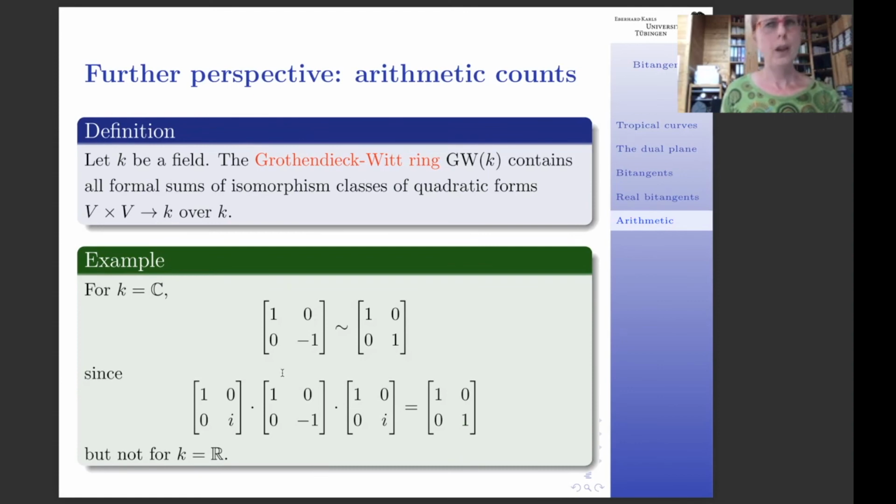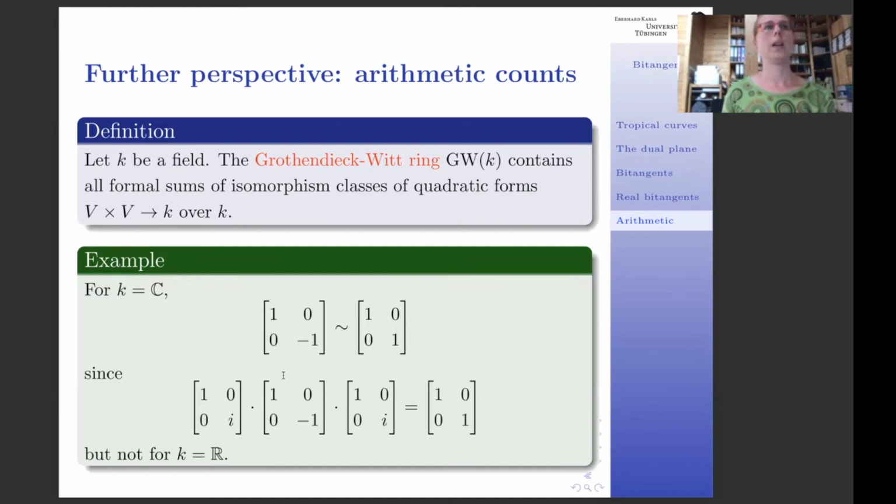I have to admit now that since I'm using those big slides, I don't even see the clock anymore. So I don't know what time it is. Can you help me out? Is there still time to talk a bit more about arithmetic counts? Yeah, I think so. So we have 55, but I think you can take your time. We started a bit late, so.